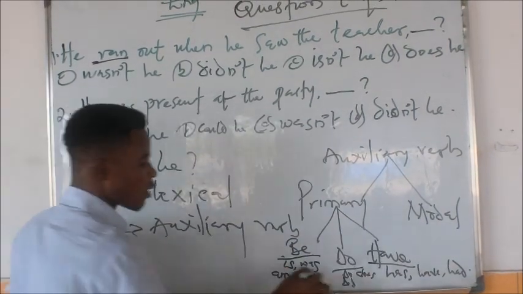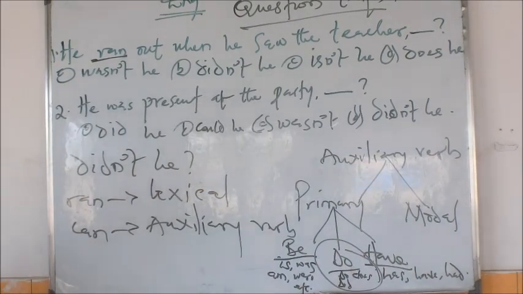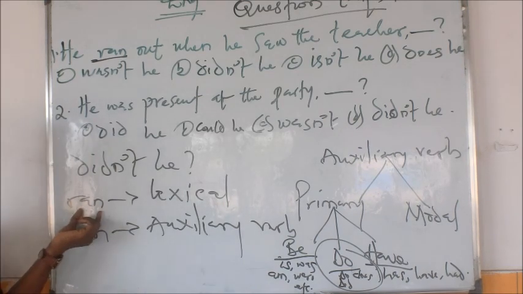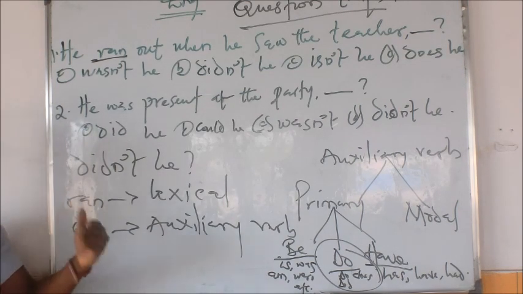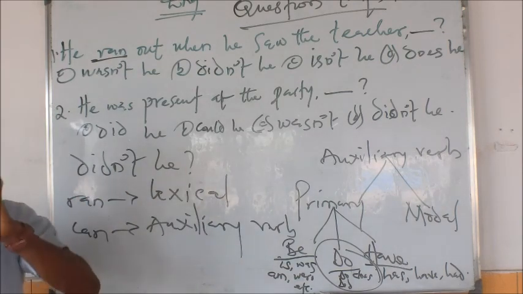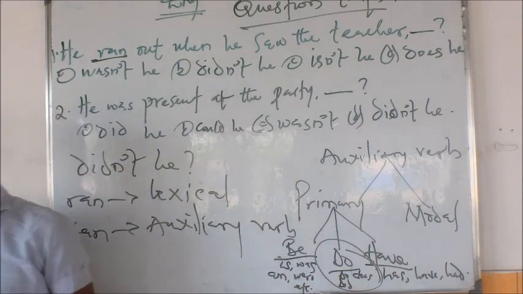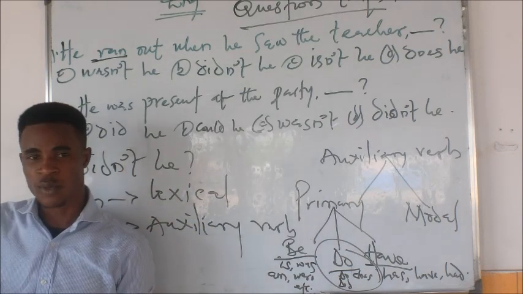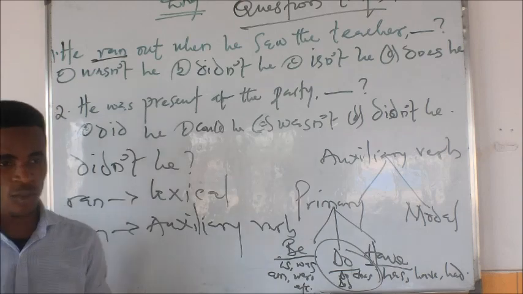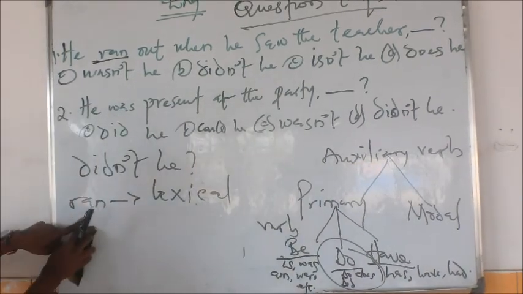Now for question tag, our concentration is going to be on do verbs. Anytime you add a lexical verb and you want to write it using question tag, you want to add question tag to the original statement. You turn your lexical verb to a do verb.